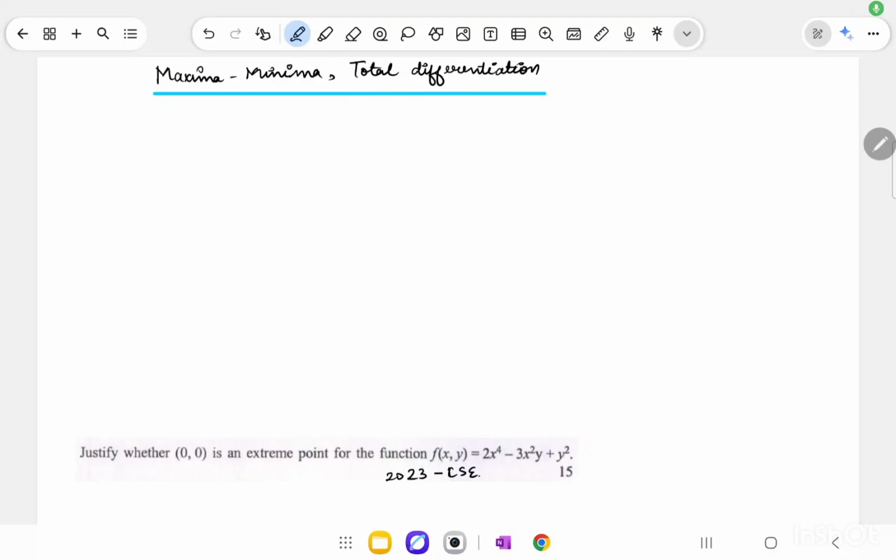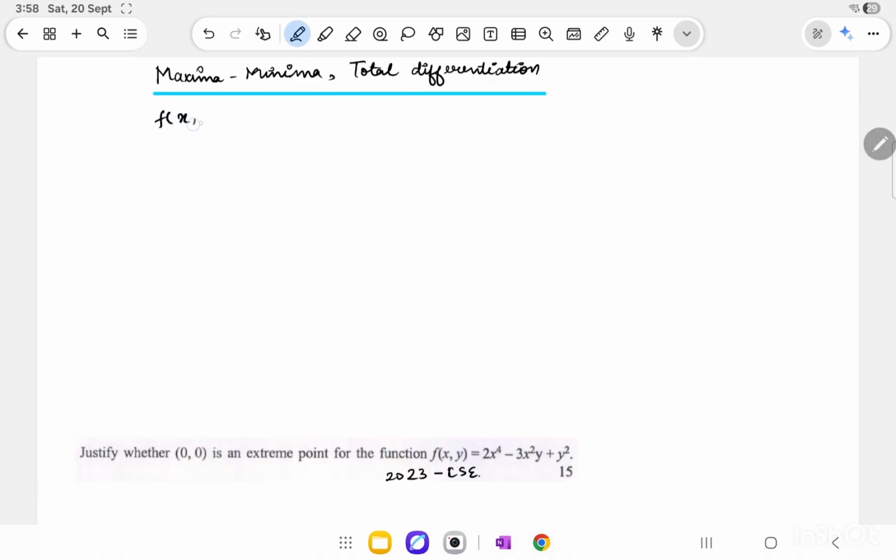So today let's discuss maxima, minima and total differentiation questions of multivariable functions. Before moving on to the previous year questions, let's see the rule that helps us decide whether a point is a maxima point, minima point or a saddle point.